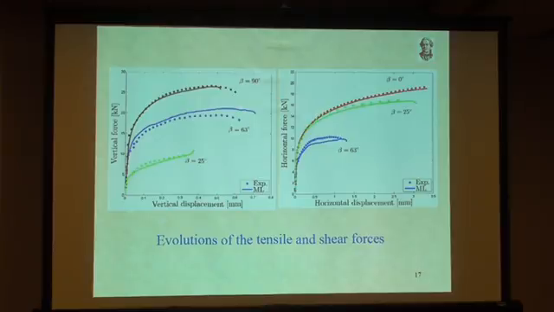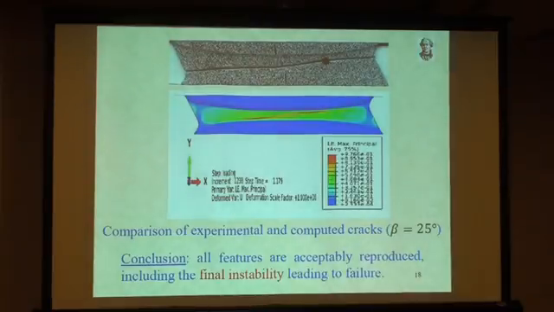You see that the model reproduces the experiments rather well. The points where the experiments are stopped and where the calculations are stopped are not arbitrary. The experiments are stopped because there is an instability, so the specimen is broken, and the calculations are stopped because there is an instability. We'll come back to that. So you see here the experimental location of the crack and what you get numerically, which is again quite satisfactory. The conclusion is that all features are acceptably reproduced, including the final instability leading to failure.